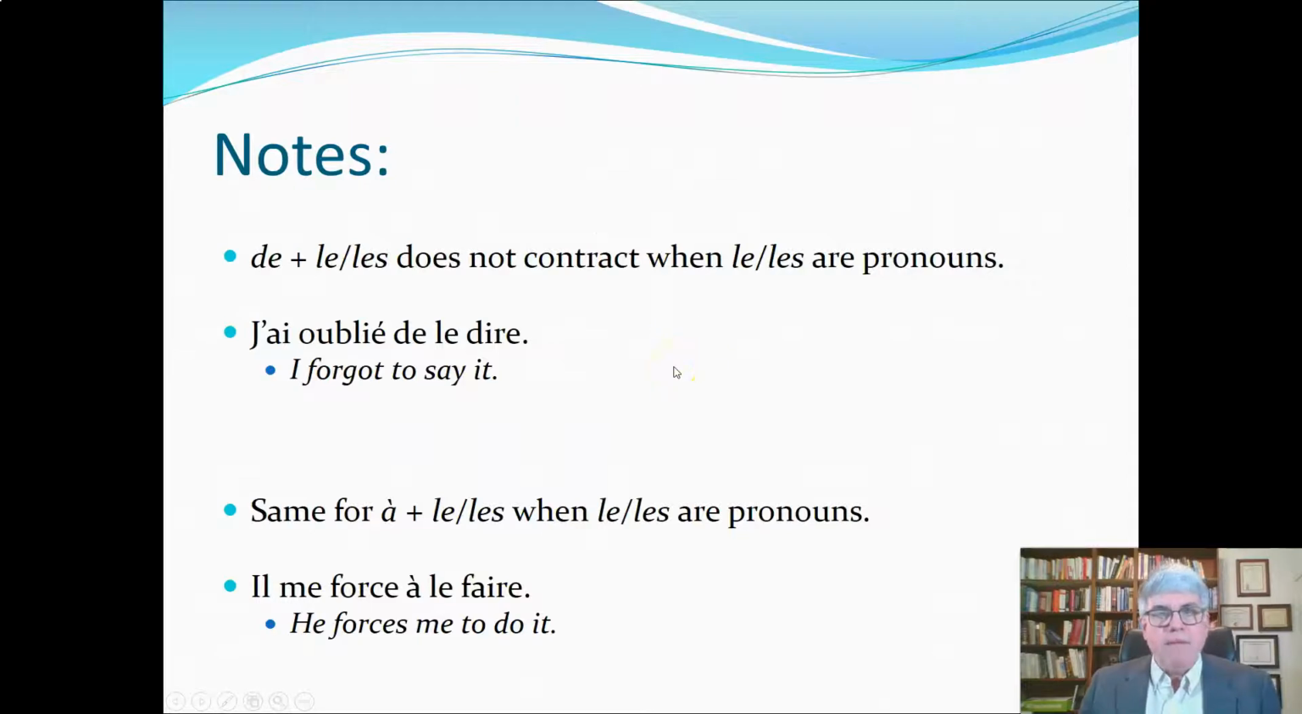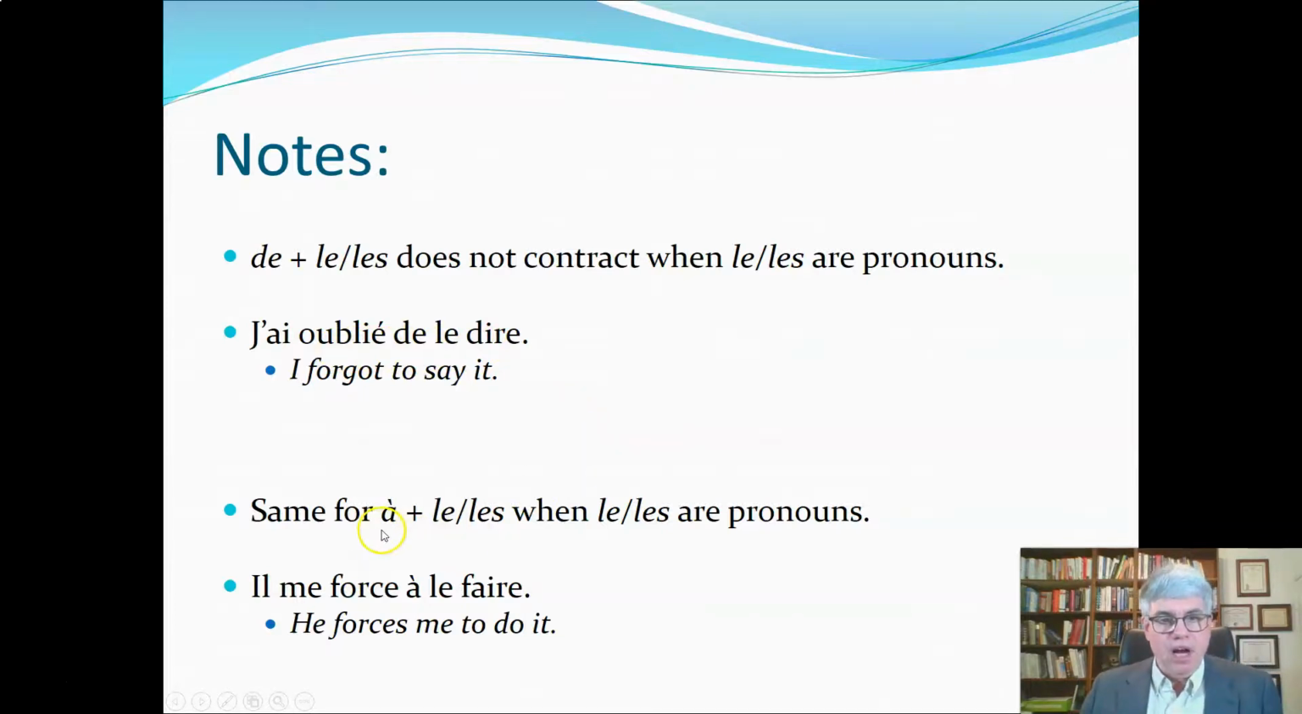Now, sometimes we'll have a de plus a le or a les when they are direct object pronouns, but in that case, they don't contract. Take, for example, the sentence, j'ai oublié de le dire. So I have forgot, or I forgot, is the main verb. And then what did we forget? De le dire. To say it. So the le is a direct object pronoun. It doesn't contract with the de that's always there after oublier when it's followed by an infinitive. I forgot to say it.